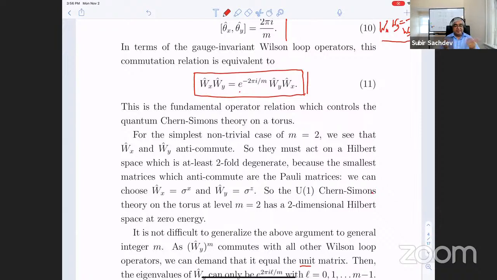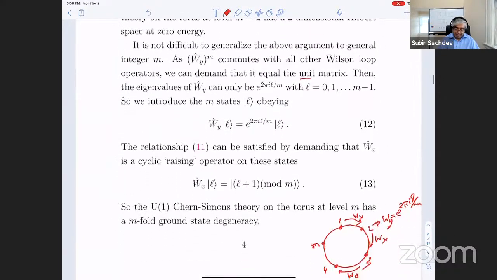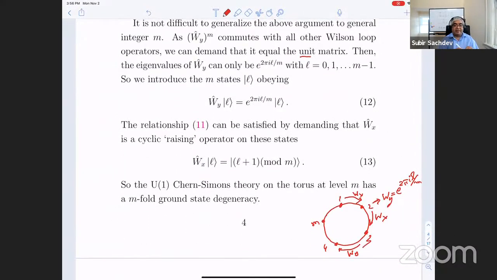Okay, so what we've shown is that there must be a Hilbert space of m states for the U(1) level m theory, and these states all have zero energy in the Chern-Simons action. The Hamiltonian is zero there, but there are these states on which you have these operators. Gauge invariant operators can move you around. They have different eigenvalues of different gauge invariant operators.